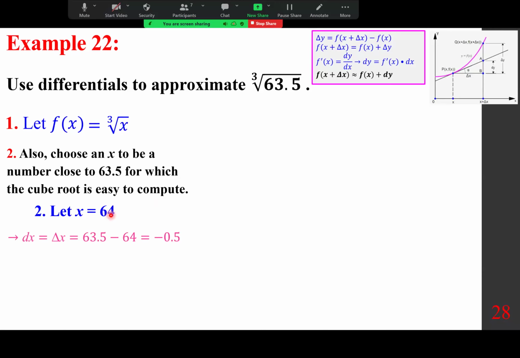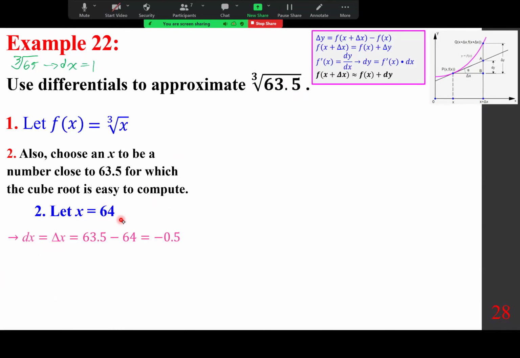We know the cube root of 64 is 4. We don't know the cube root of 63.5. And this negative indicates it will be less than 4. Whereas if, for the sake of argument, we were interested in the cube root of, let's say, 65, then dx would be 65 minus 64, which is positive 1, which means we may not know the cube root of 65, but it's larger than the cube root of 64, larger than 4.